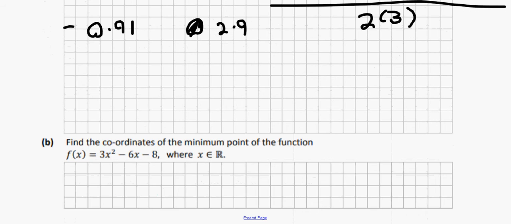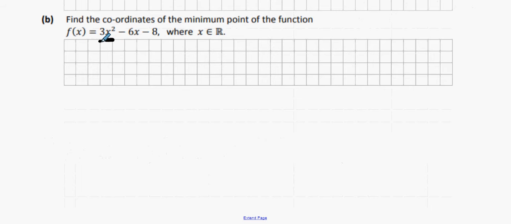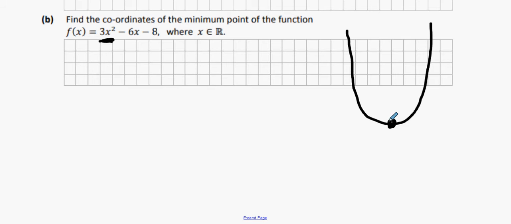Now, the coordinates of the minimum point of this function. What type of function is a plus x squared? U or n? U-shaped. Okay? What do you know about the minimum of a function? What's the slope? 0. How do you get the slope of this? First derivative.